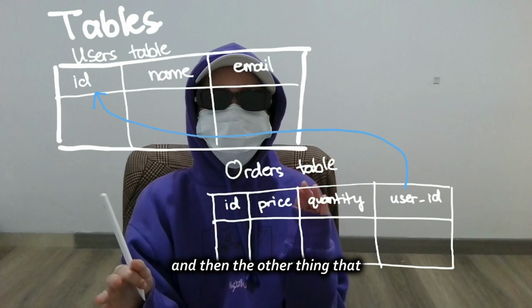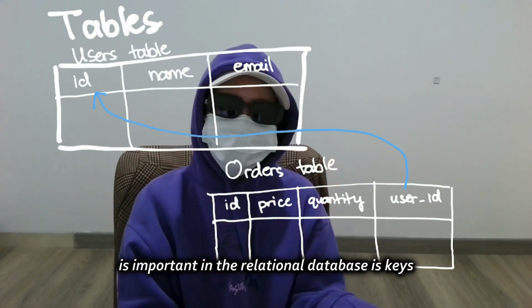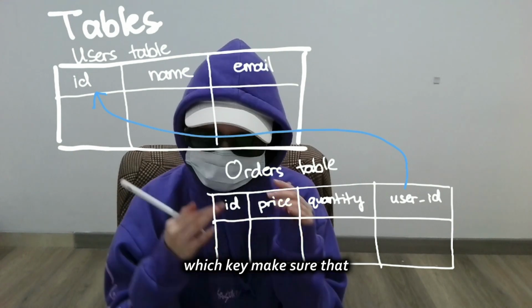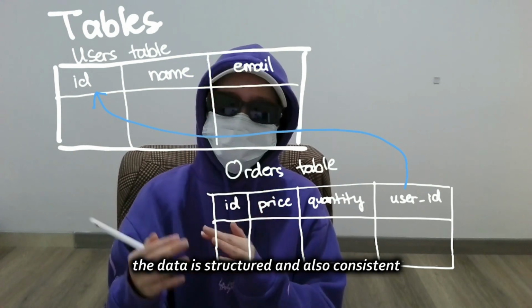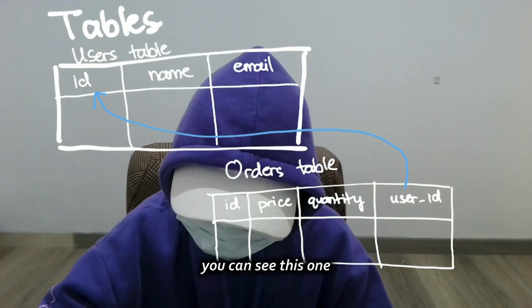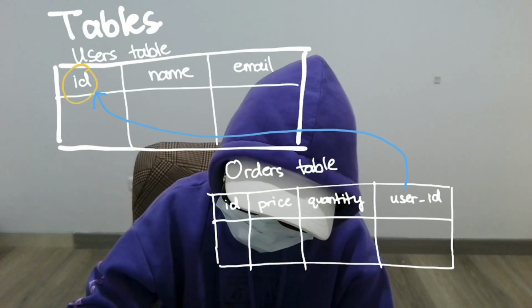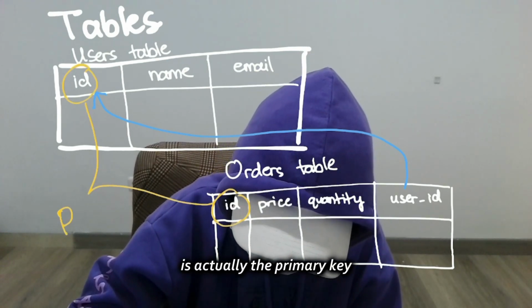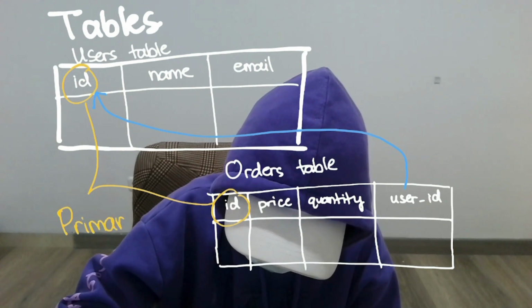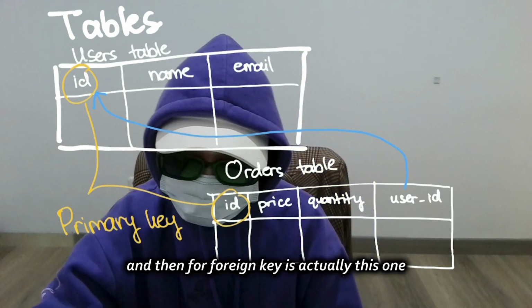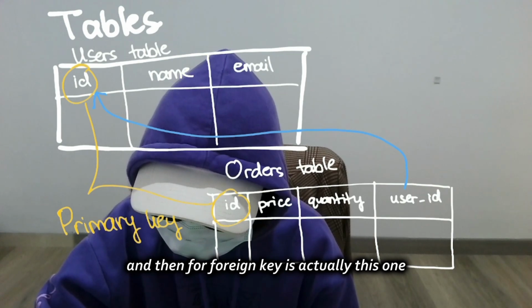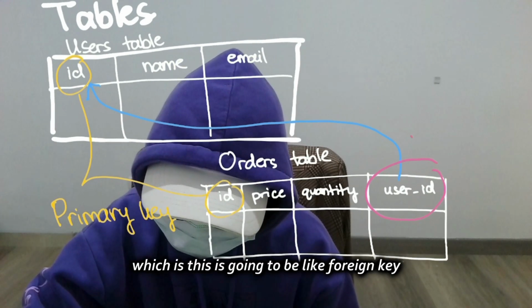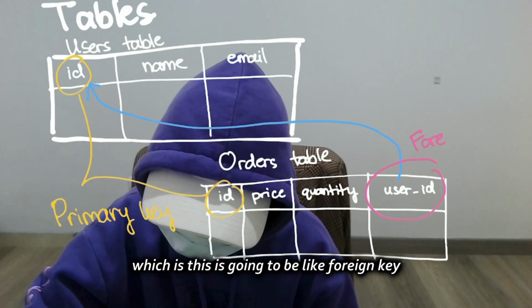And then the other thing that is important in a relational database is keys. They have a primary key and also a foreign key, which make sure that the data is structured and also consistent. You can see this one, this ID is actually the primary key. And then the foreign key is actually this one. This one is the foreign key.